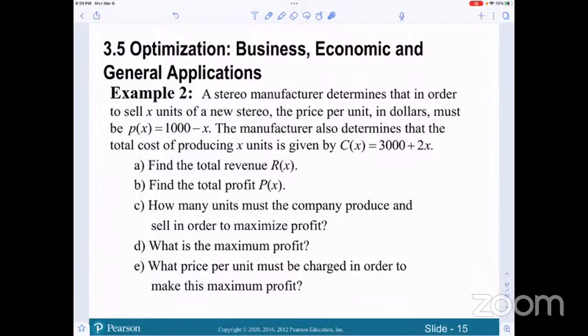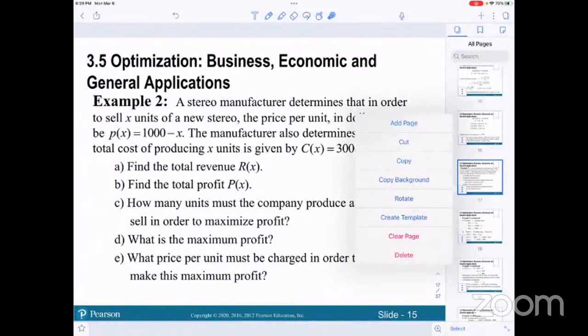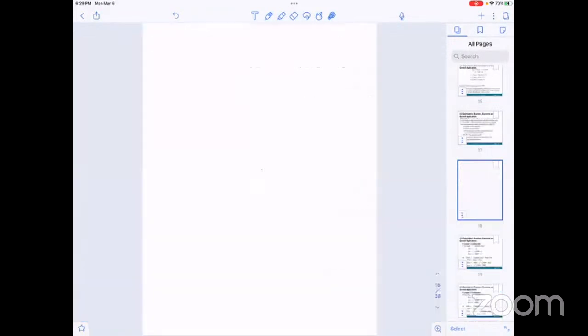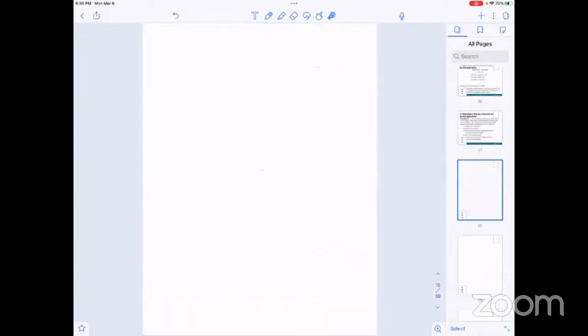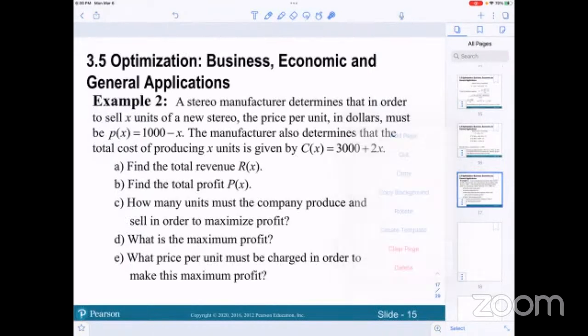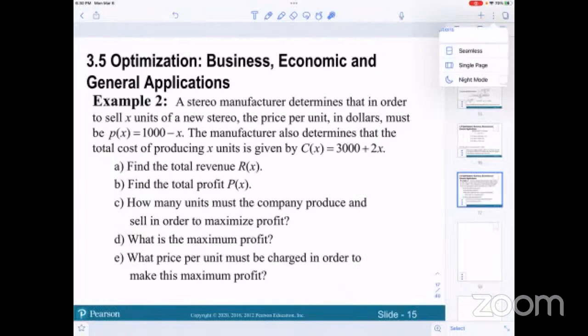Okay, so what we're going to do, let me add a page. I need about 3 pages. Okay, let me go to view, seamless. All right. So let me get a copy.